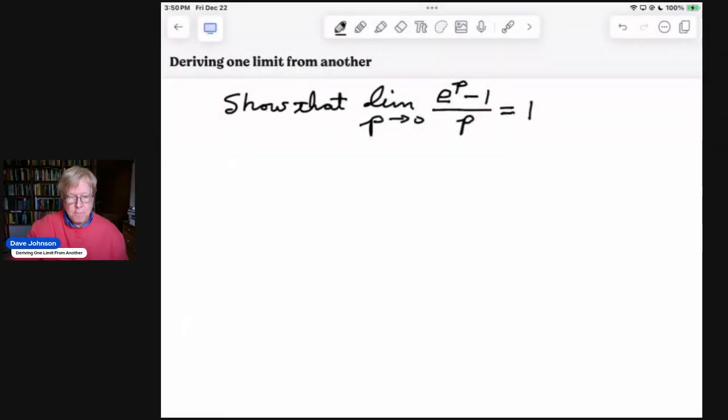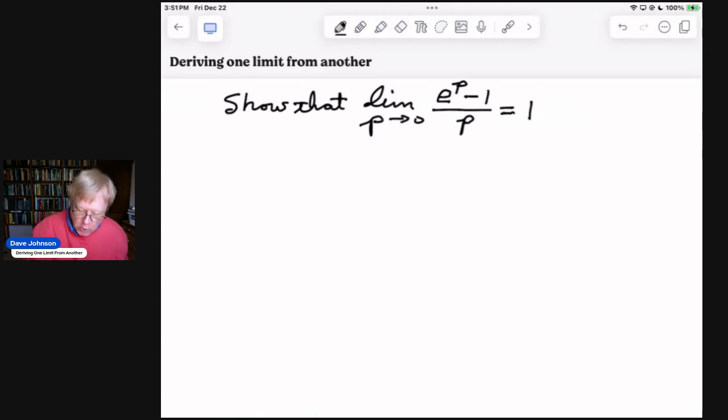Let's get to it. We want to show that the limit as p goes to 0 of e to the p minus 1 divided by p is equal to 1. Your textbook probably shows you that this is true. I'm going to show you a way to do this in a very intuitive procedure, which you can use on other kinds of limits. We're just going to do this one today.